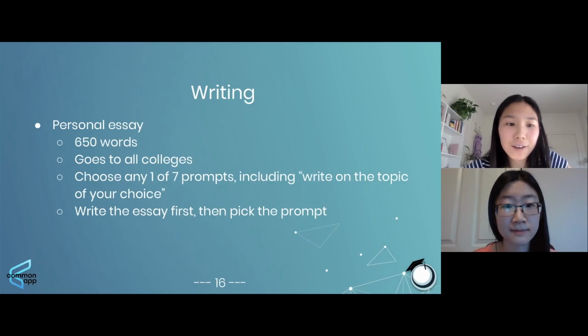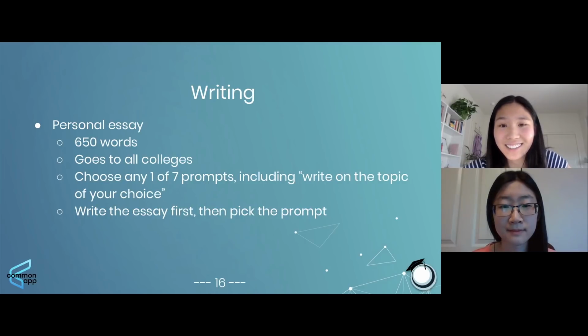You can choose out of 7 prompts, including the last prompt, which is right on the topic of your choice. So essentially, this means that this essay can be on whatever you want it to be on, which means that a good recommendation for students is that you should just write the essay first and then pick the prompt later, because the prompt is not going to be limiting as to the scope of what your essay is going to be about.